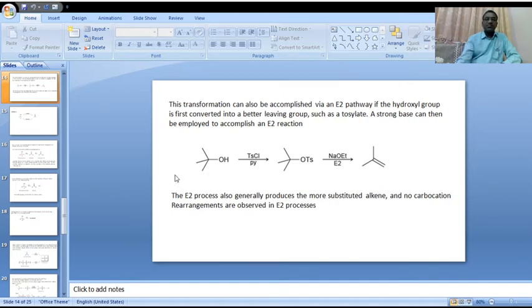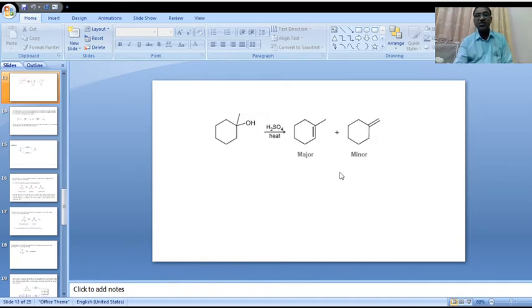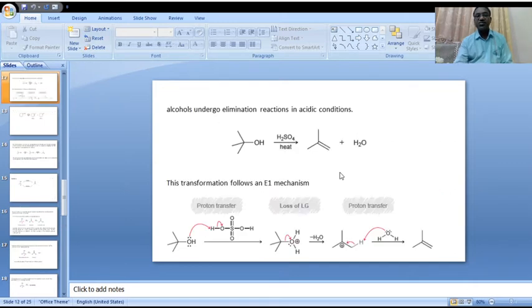to form olefin. The E2 process also generally produces the more substituted alkene, and no carbocation is formed. This is an E2 mechanism. In the last example, we have studied this one.